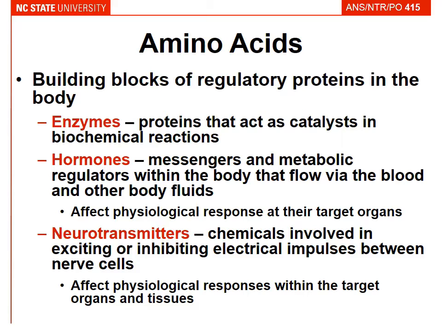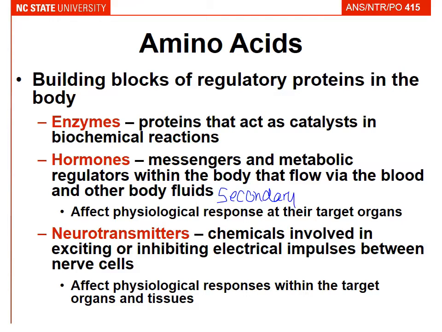In addition, we have hormones. So these hormones are actually peptide hormones or protein hormones that are made up of amino acids. These hormones are messengers of metabolic signals within the body. They utilize the blood and other body tissues or body fluids to carry out their physiological response. Typically when we refer to hormones, everybody thinks of steroid hormones, but these hormones are different. They're peptide hormones, and they are utilizing secondary messengers.